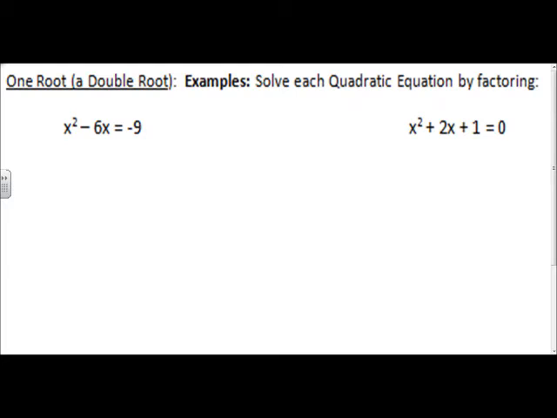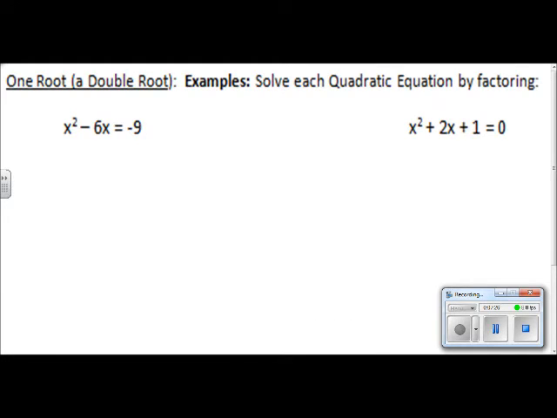Those were cases where we have two roots or two solutions. There will be cases where there is only one solution, and when that happens, we call it a double solution, and I'll show you why. So for these, when we solve by factoring, again, we want an equation set equal to 0, and right now it's set equal to negative 9. So I'm going to add 9 to both sides really quick here.